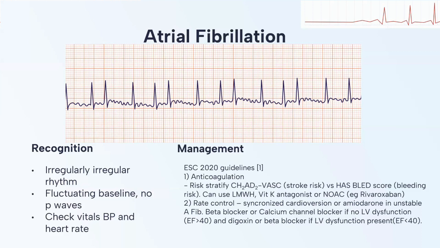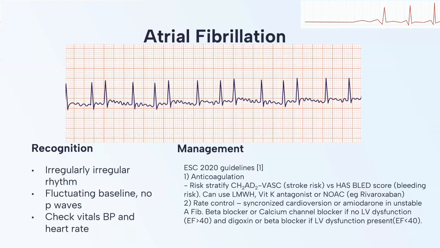Atrial fibrillation can have a fast or a slow heart rate depending on how the AV node is doing with the AFib rhythm. The reason why you want to check the vitals, the BP and the heart rate, is if you do have a fast heart rate with hypotension, then you're dealing with a fast AFib, which requires some urgent management.